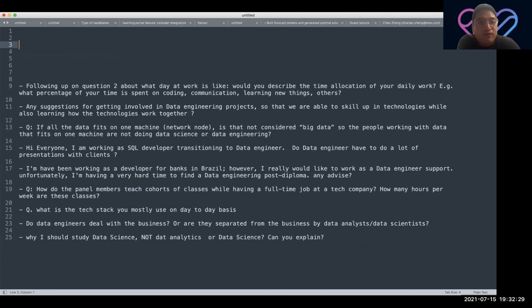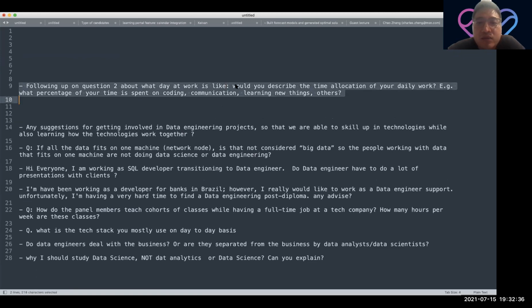All right. Following up on question 2 about what a day at work is like, could you describe the time allocation of your daily work? For example, what percentage of your time is spent on coding, communication, learning new things?